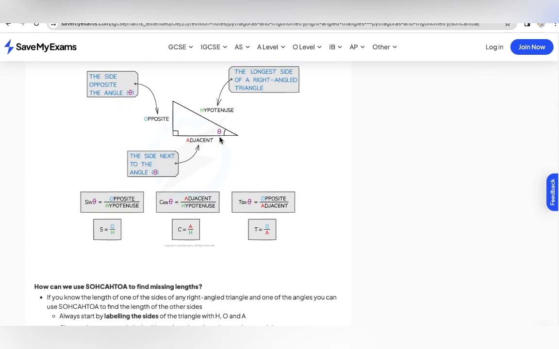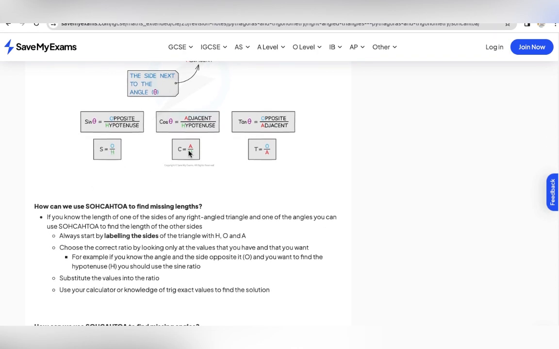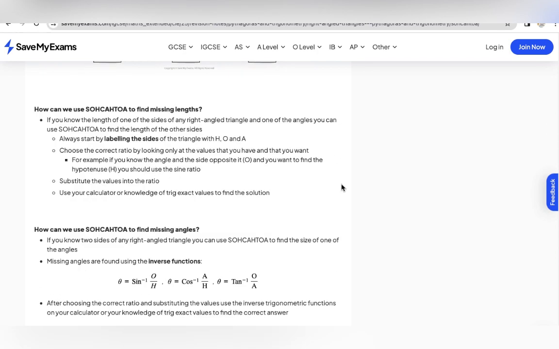The side that is facing this angle is the opposite. The hypotenuse is the longest side, which is facing the angle 90. And this one is the side next to the angle theta, called the adjacent side. So we've put them in use. This is the SO, this is the CA, and this is the TOA. And this is how we use them.